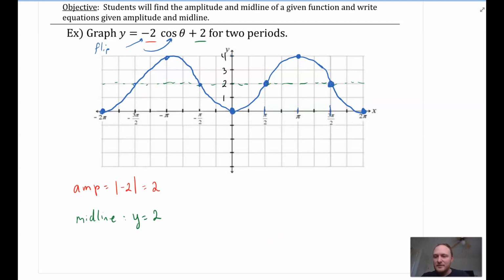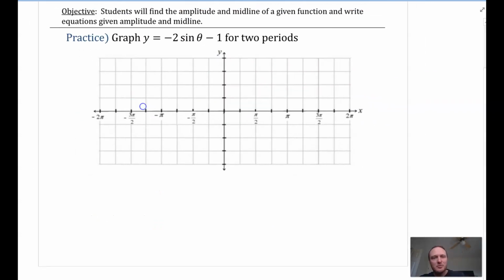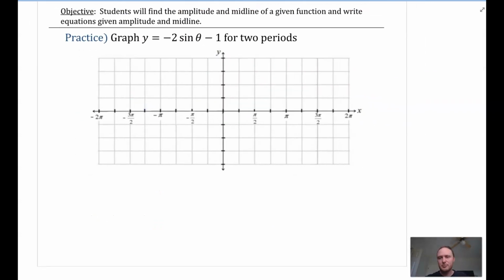I do have some examples for you. Here is a practice problem. Please pause the video and try this example. All right, hopefully you paused it.